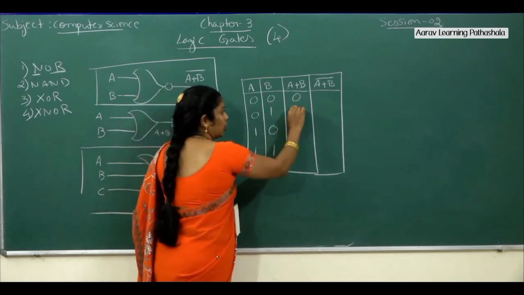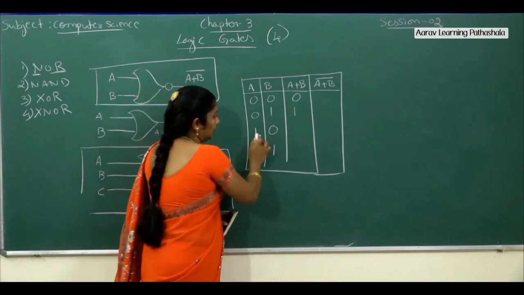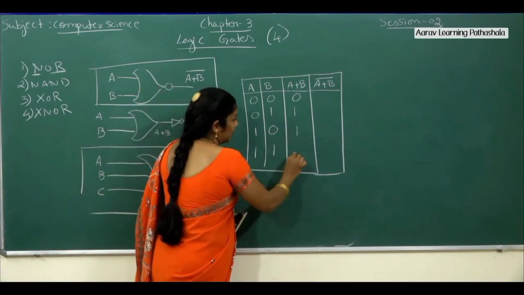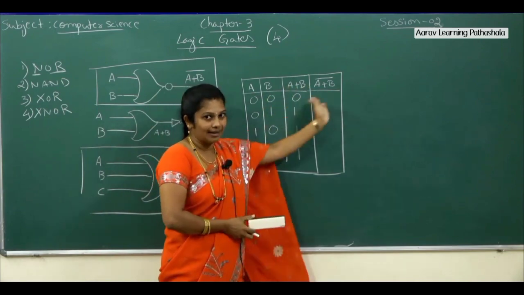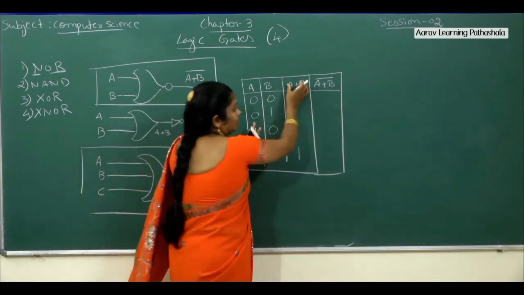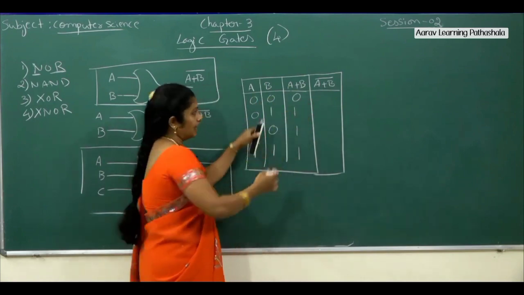0 plus 1 output becomes 1. 1 plus 0, 1. 1 plus 1, 1. It is A plus B output. Now just reverse that, just negate that. Whatever output we have got here, just reverse that.